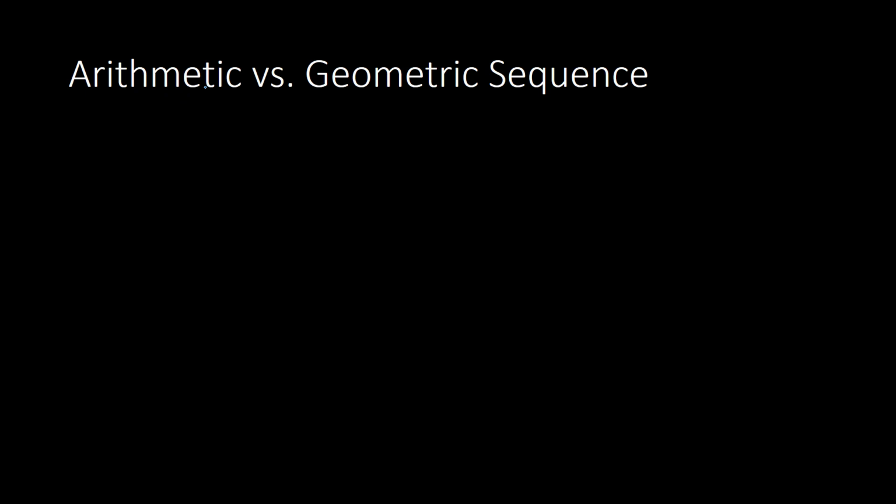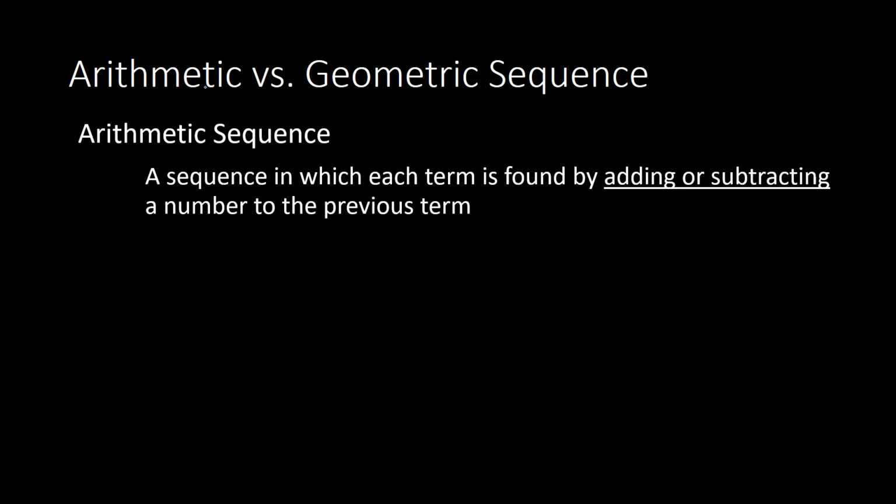With that aside, how do we know the difference between these two types of sequences? Well, an arithmetic sequence is a sequence in which each term is found by adding or subtracting to get to the next term. So for example, 10, 13, 16, 19, etc. Notice each time we are adding 3. Right? 10 plus 3 is 13, 13 plus 3 is 16, 16 plus 3 is 19. Because we are adding something to get to the next term, we would consider this an arithmetic sequence.